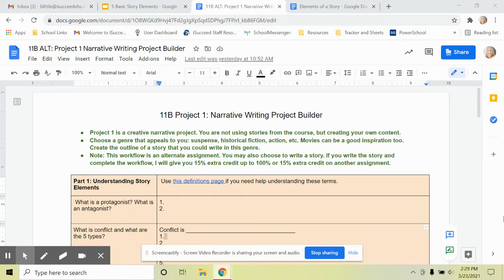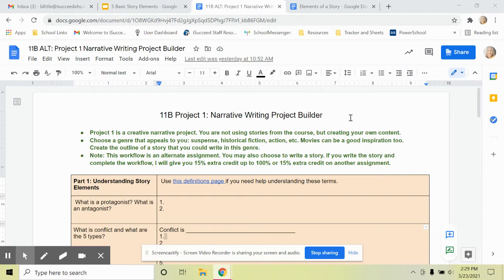Today I'm going to be explaining some information that will help you with your project number 1 for English 11B Alt, and that is your narrative writing project. In the course already, you have probably seen this document. It says Narrative Writing Project Builder across the top, and you have a couple different options with this project. You can complete the project builder, or you can write a story.